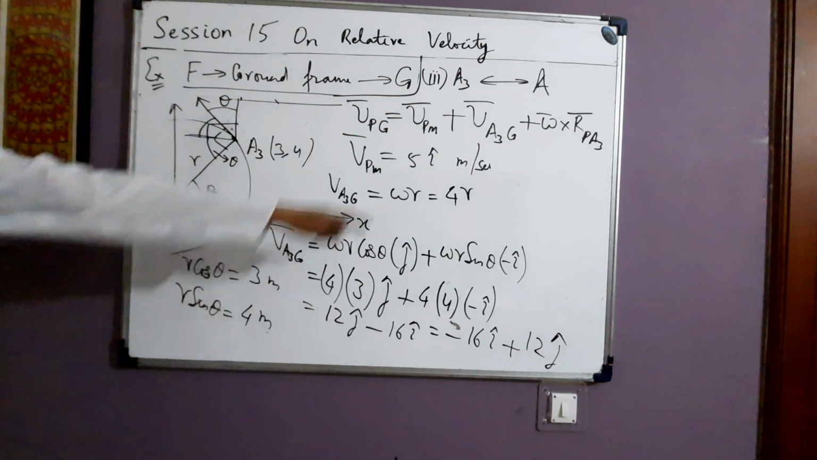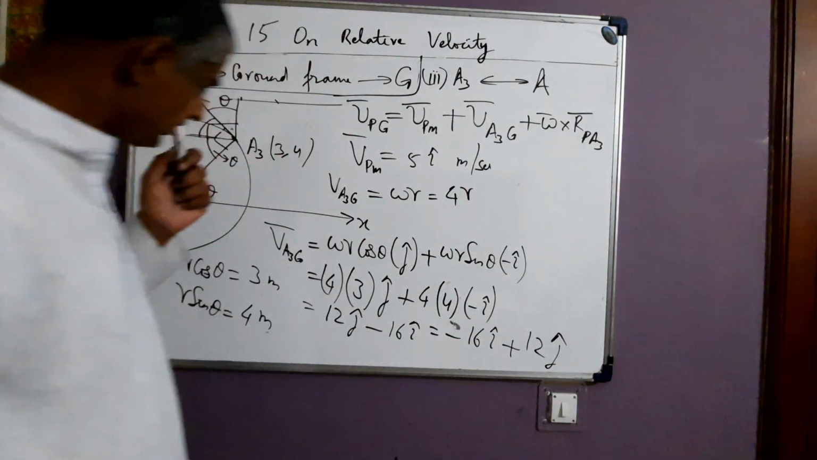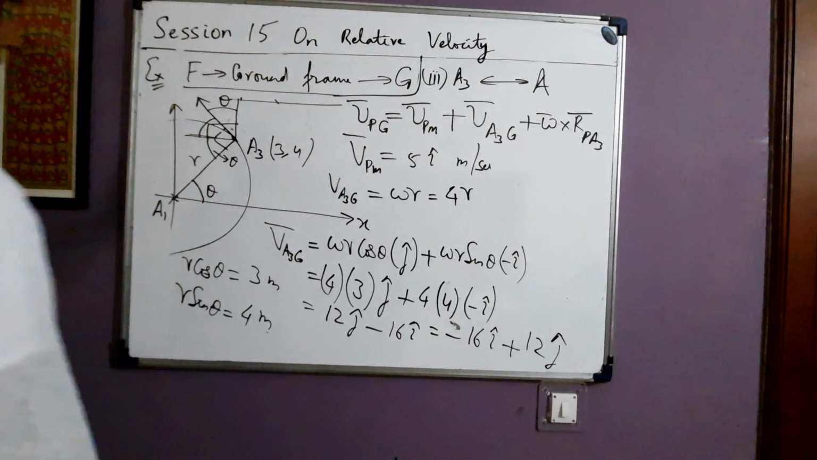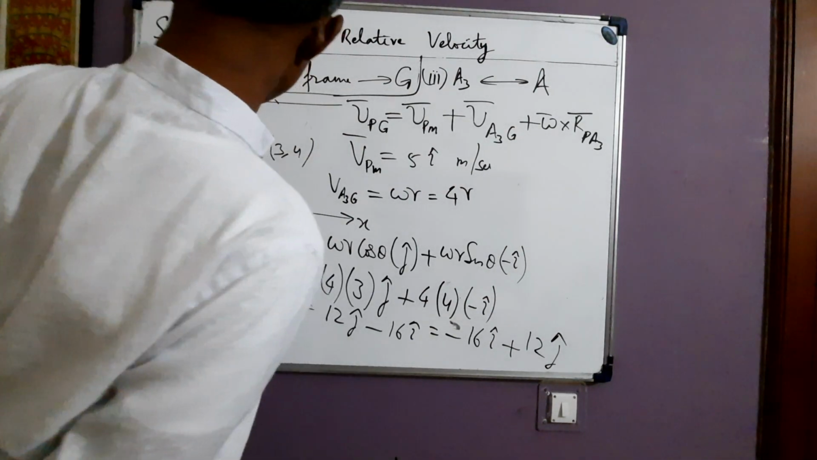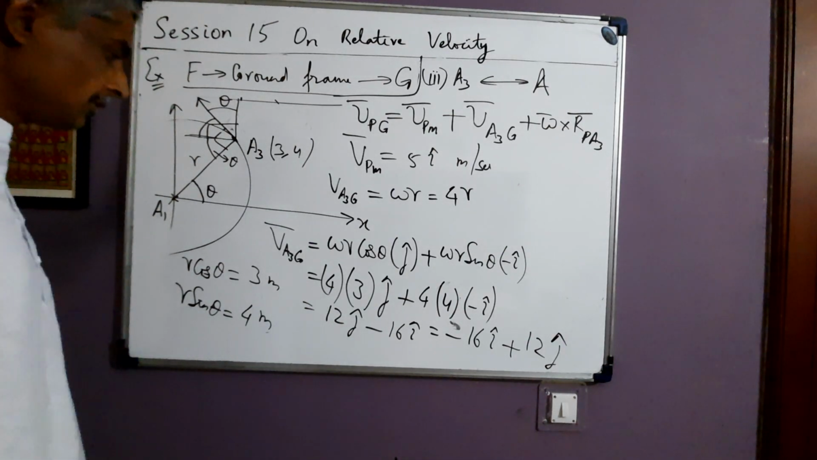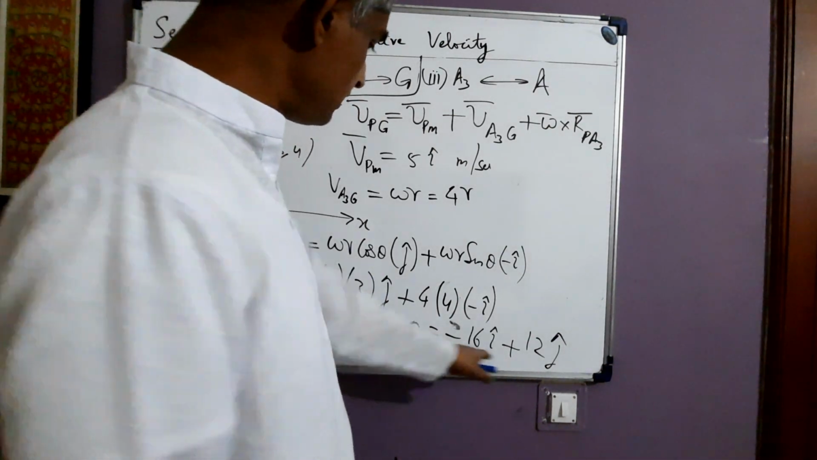This is the VA3G term. This term also we have got. Okay, fine. So VA3G is equal to omega R cos theta. Okay, fine. So 12 j hat minus 16 i hat. So this is the value of VA3G.